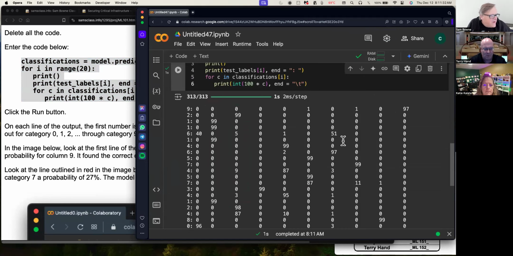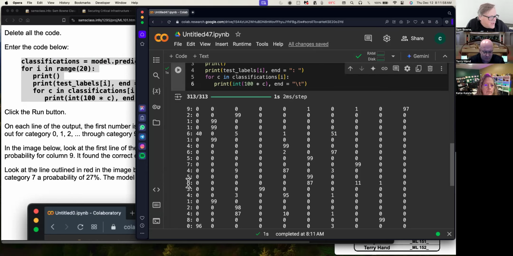If we look at this 51, it might have got that wrong. No, it got it right. This is number 6: 0, 1, 2, 3, 4, 5, 6. It had a 51% chance of being 6 and a 41% chance of being 0, so it almost got it wrong. This one here, yeah, it got wrong. It's really a 7: 0, 1, 2, 3, 4, 5, 6, 7, but it categorized it as a 5. So that was a mistake.